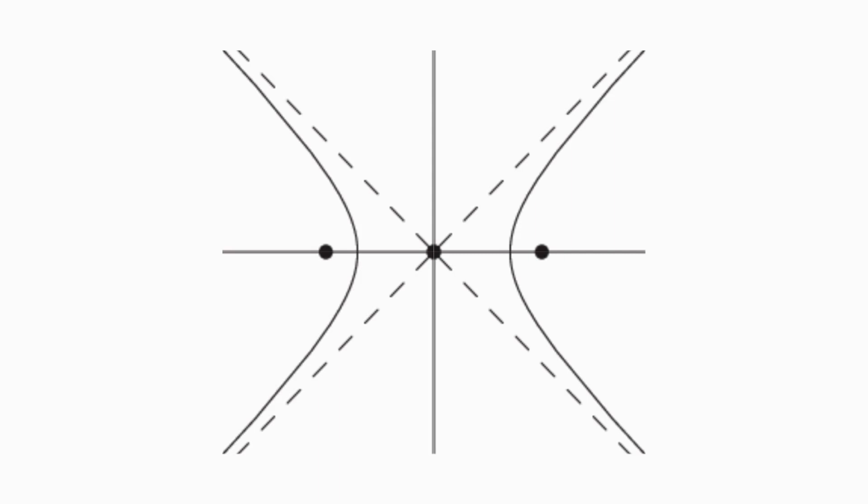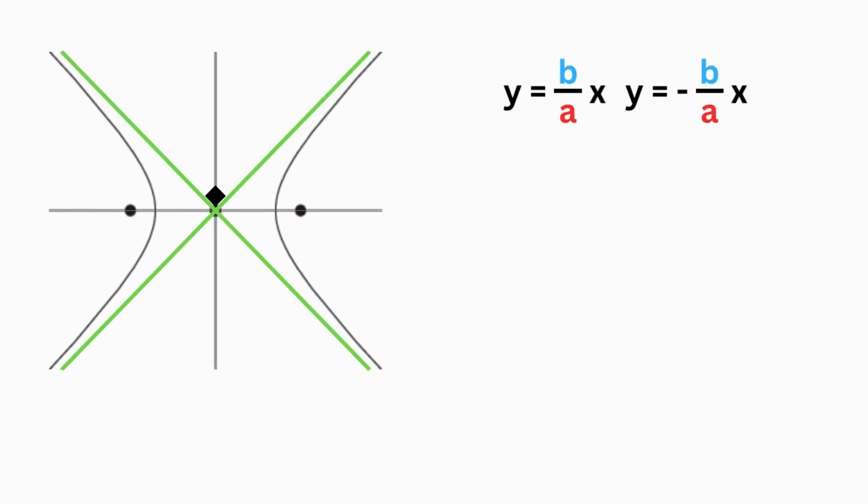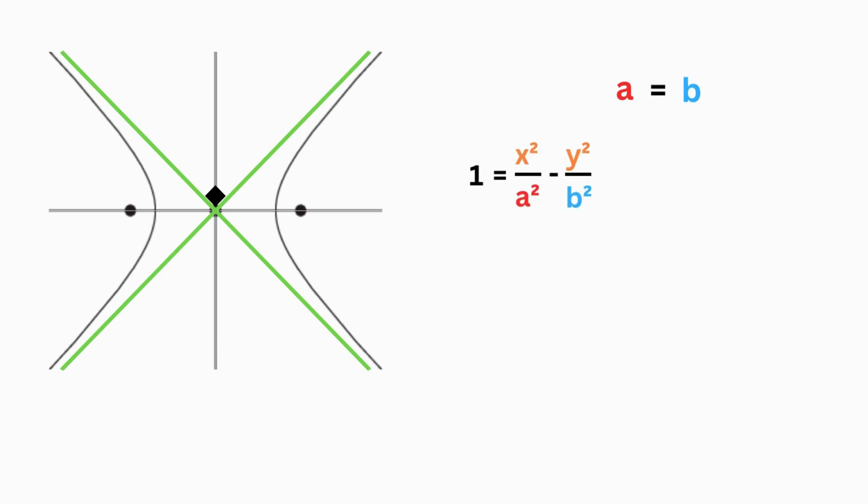When two asymptotes are perpendicular to each other, we get a square hyperbola. We have this asymptote y equals b divided by a, and this one with an opposite slope. For two lines to be perpendicular, their slopes must be opposite reciprocals. That means a equals b. We have a regular hyperbola equation.